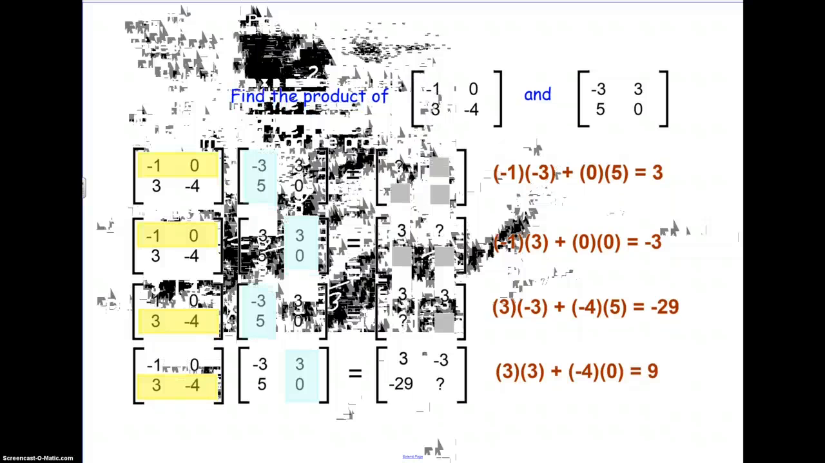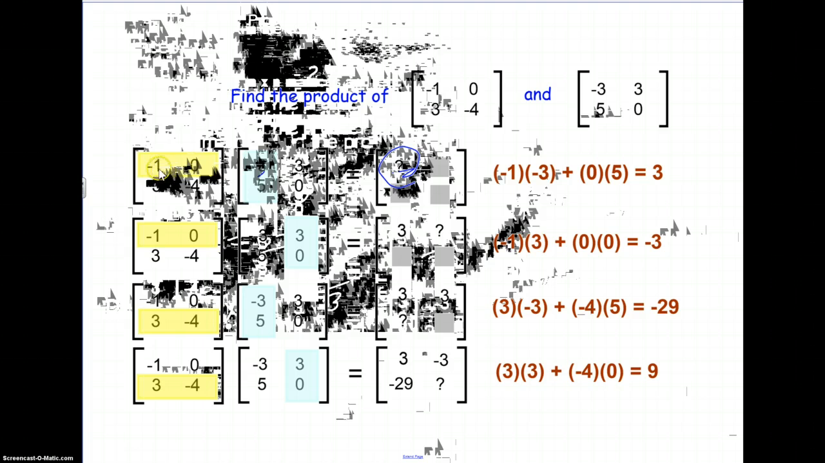Let me just move this up. Okay, so we're trying to get the product of these two matrices, and we're going to do it one element at a time. The first element we're going to go after is this top left one here. So I'm going to look at the top row and the left column, and I'm going to go across and down. To do that, I'm going to say -1 times -3, the first number in each pair, plus 0 times 5.